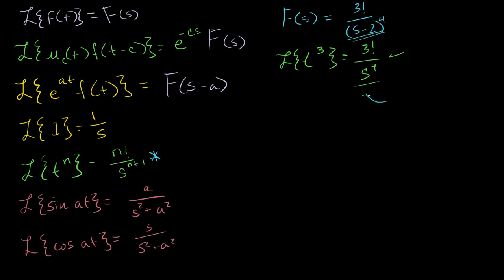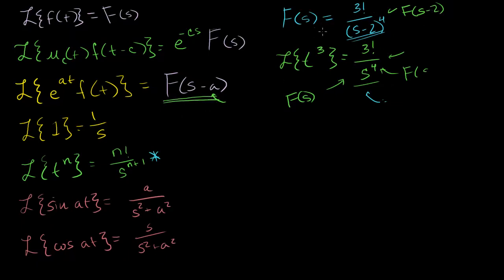Well, we've shifted our s, right? If we call this expression right here f of s, then this expression right here is f of s minus 2. That expression is f of s minus 2. So what are we dealing with here? You have a shifted f of s, right? So in this case, a would be equal to 2.